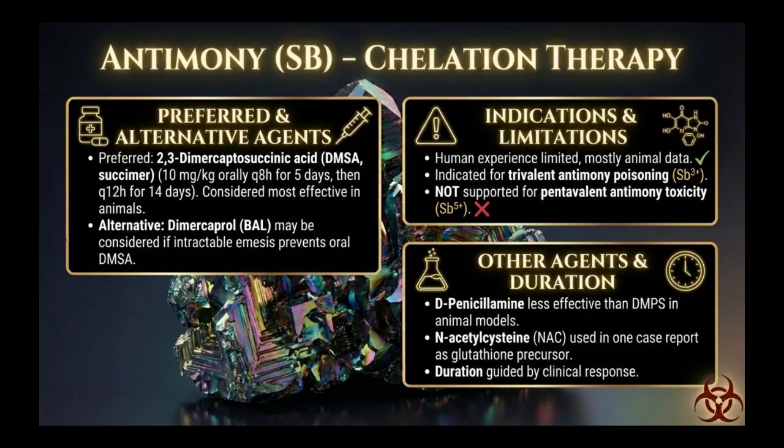It is important to maintain a high index of suspicion for antimony poisoning, whether due to occupational exposure or therapeutic use, because its clinical manifestations are diverse and often mimic arsenic toxicity. While supportive care remains the mainstay of treatment, chelating agents like succimer and dimercaptopropane sulfonate may be considered for trivalent antimony poisoning, though their effectiveness in humans needs further robust investigation.